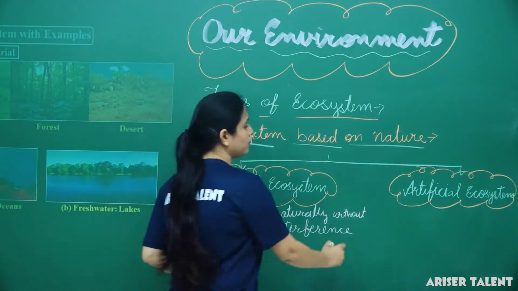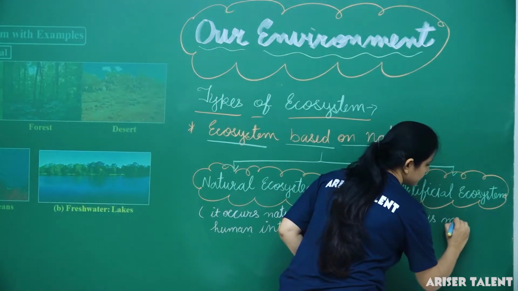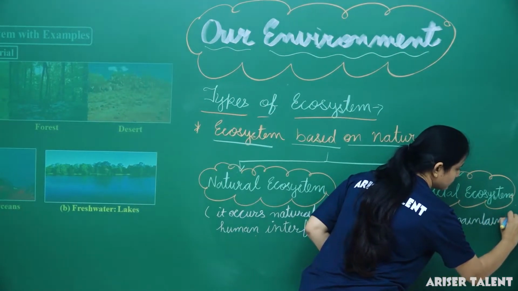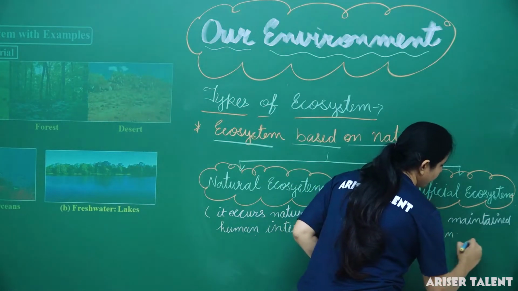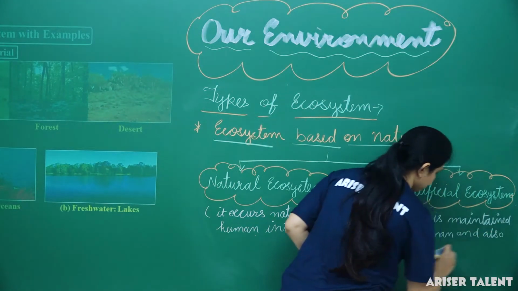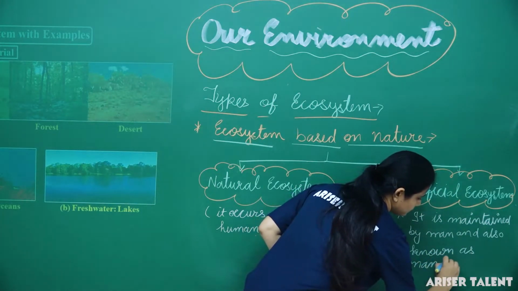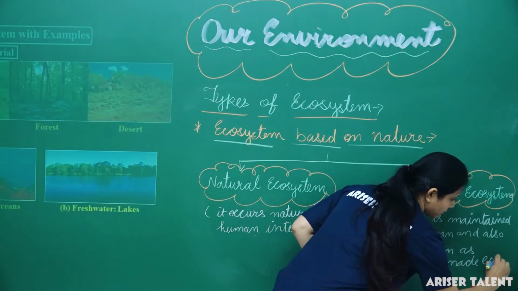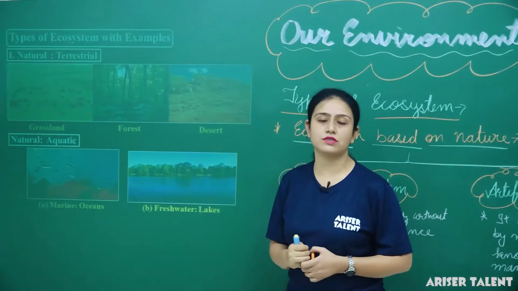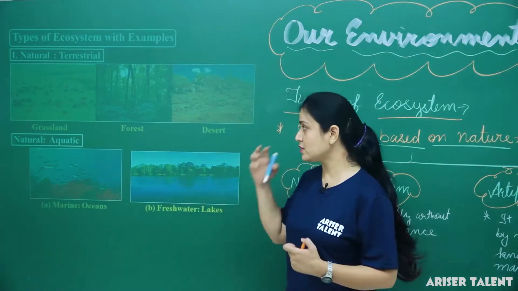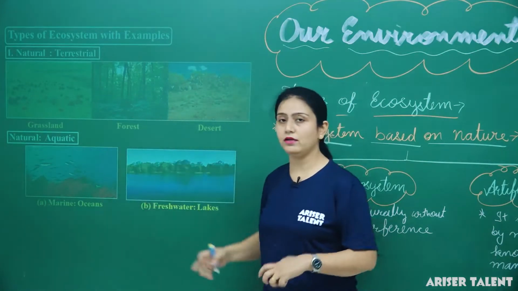Okay, this is natural ecosystem, and if we talk about artificial ecosystem, then it is maintained by men. Okay, and also known as man-made ecosystem. Okay, now look here, if we talk about the natural ecosystem, then again it is classified into two groups. It is of two types. What are they? Terrestrial and aquatic. Terrestrial means which is on the land, and aquatic related to water.